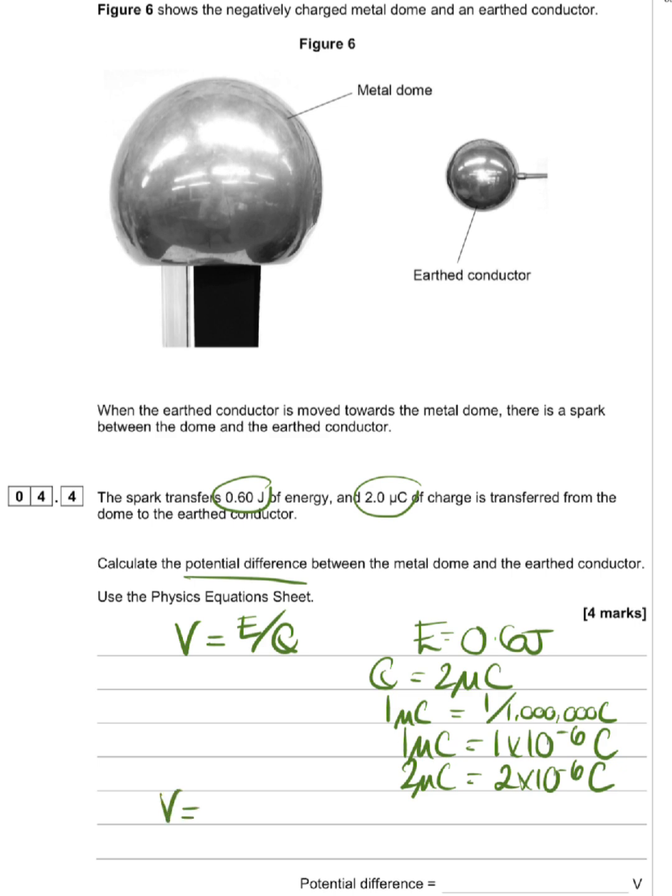So when we plug those values back in, we have 0.6 divided by 2 times 10 to the minus 6, and that gives us a value for PD of 300,000 volts.